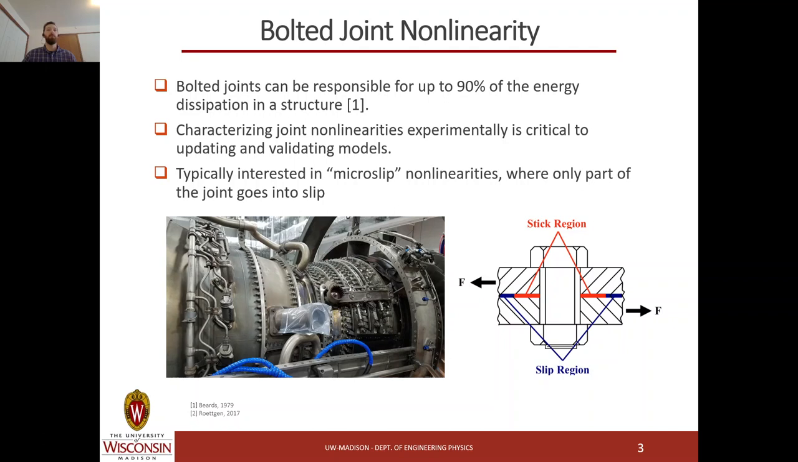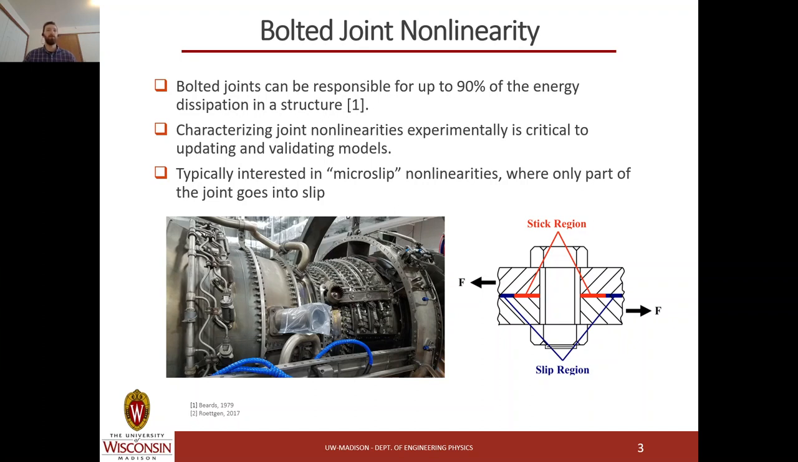Here's a quick intro for those of you that might not be familiar. Basically, all structures have bolted joints in them. Here's an example of a jet engine with a ring of bolted joints holding together different sections of the engine. These are really important because they can be responsible for up to 90% of the damping in some structures. So if you want to design a lightweight and efficient structure, it's really useful to accurately know the damping.